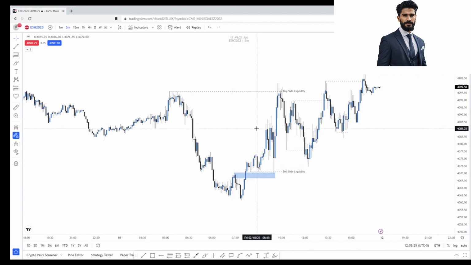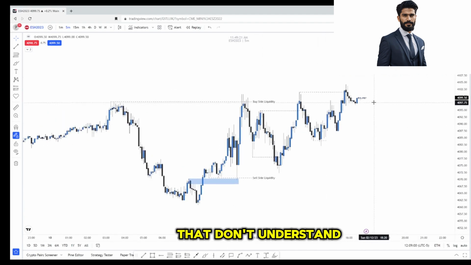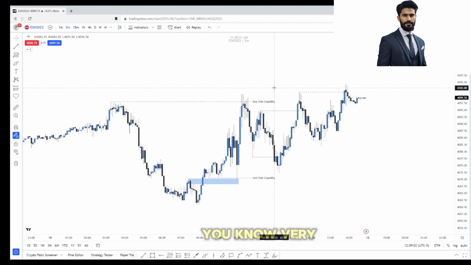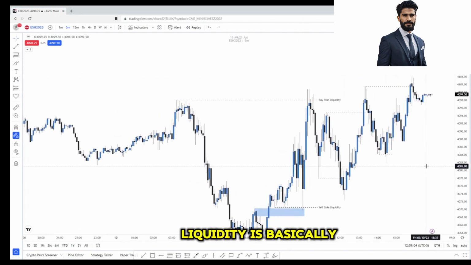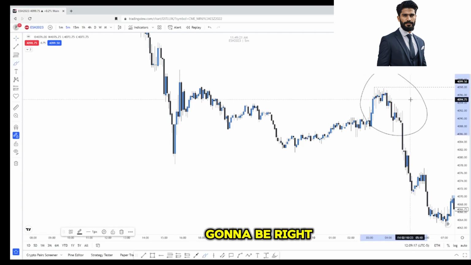Whenever we have something of that nature, we understand that this is likely to give us a bias switch. And before I get too far into it, there might be some people, though I doubt there are any watching, that don't understand at least what liquidity is from a very simple point. Liquidity is basically just where there are stop loss orders, or where orders at all remain in the market. So if we are short here in this piece of price action, where is our stop loss going to be? It's going to be right there, right?